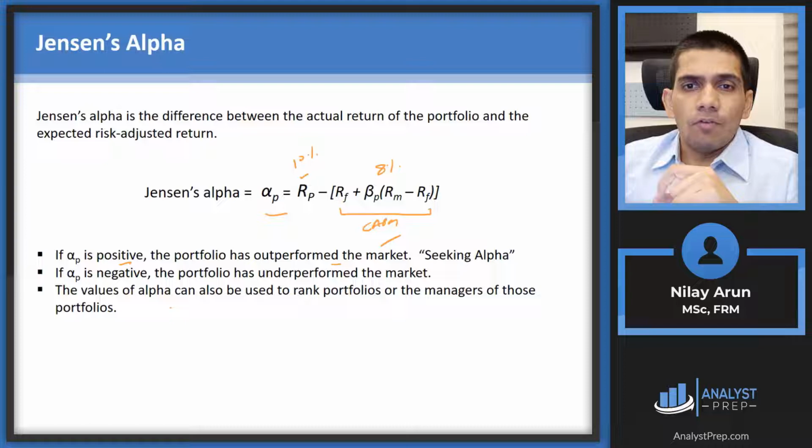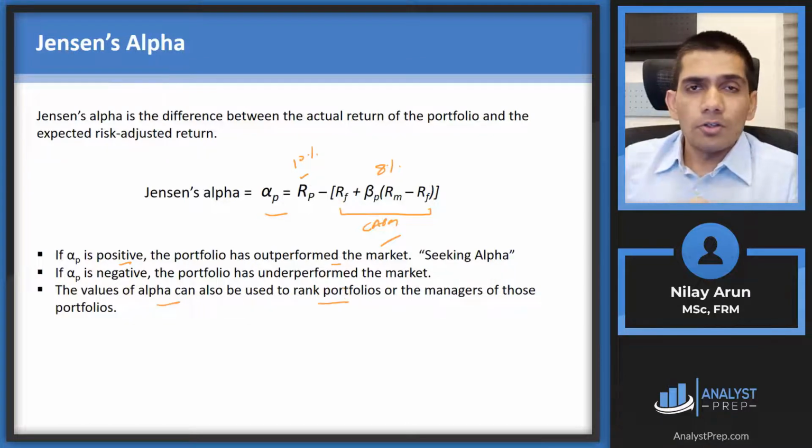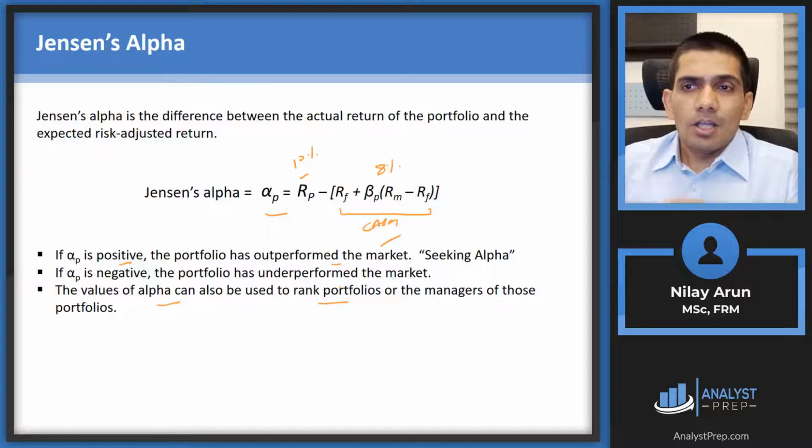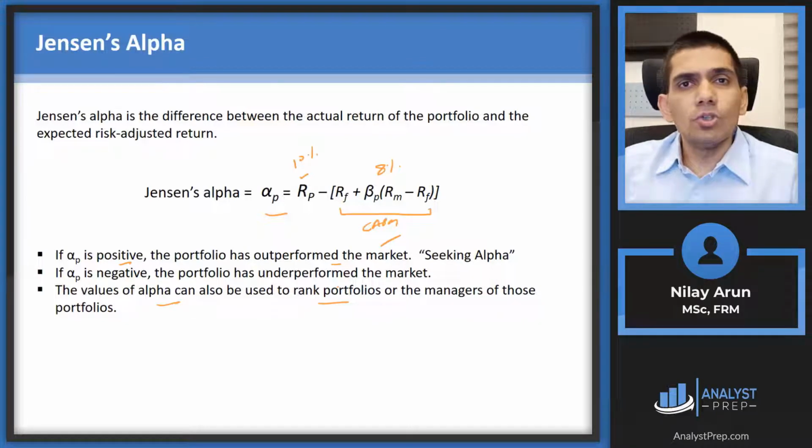Now, the value of the alpha can be used to rank the portfolios. Similar to how we use the Sharpe ratio and the Treynor ratio, we can use the alpha as well. So if we have been given multiple portfolios, let's say portfolios A, B, and C, and we have to decide which portfolio is the best, we can calculate the alphas for all of those portfolios and select the one with the highest alpha. The good thing about alpha, which was not there with the Sharpe ratio and the Treynor measure, is that this can also be used on a standalone basis. So you can use it on a standalone basis as well as on a comparative basis.